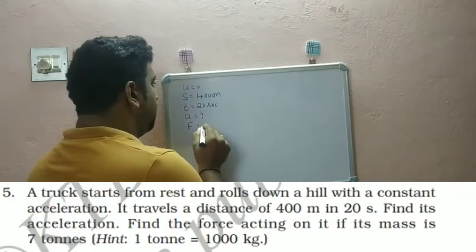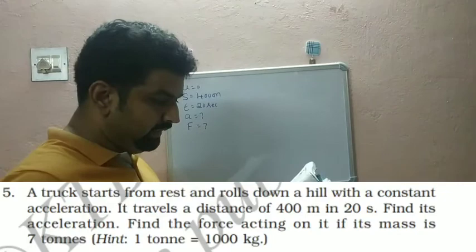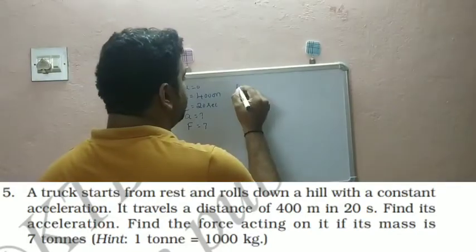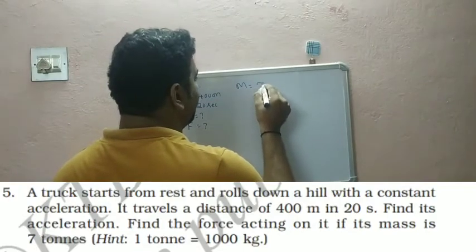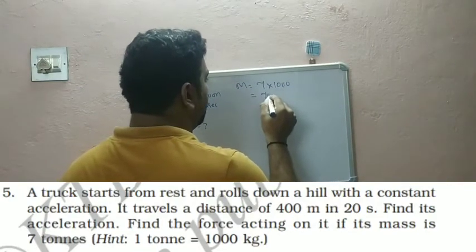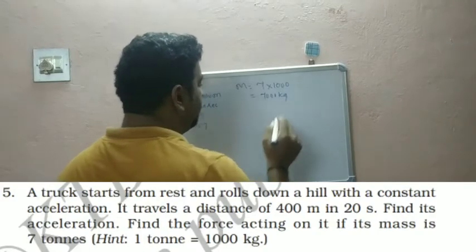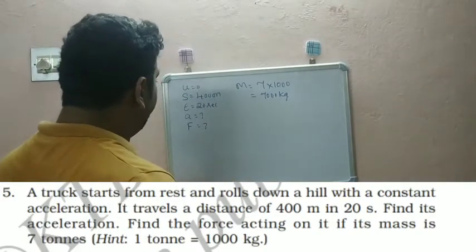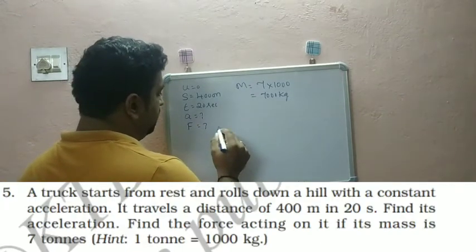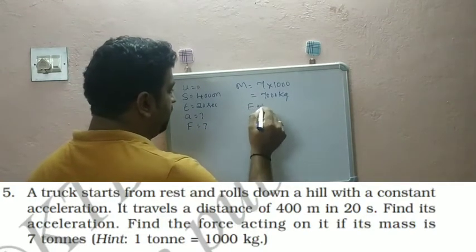F is equal to question mark. And they say mass is 7 tons. So M is equal to 7 tons. So 7 into 1000, 1 ton is 1000 kgs. So it will be how much? 7000 kg. To solve this problem we need first of all A here, and then we will find out the force F.